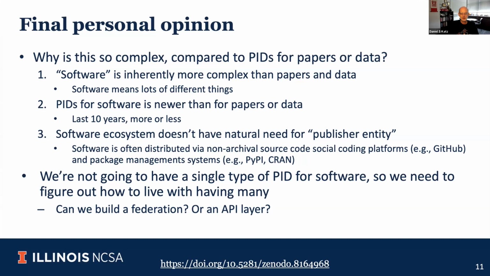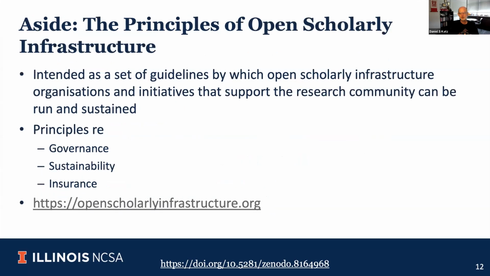I just want to say one final thing, because as we're talking about different kinds of organizations and different kinds of identifiers, I think it's important to think about how those identifiers are managed and how they're governed and how they're sustained. And so I just wanted to talk about POSI briefly, the Principles of Open Scholarly Infrastructure. POSI was intended originally to be a set of guidelines by which open scholarly infrastructure organizations and initiatives that support the research community can be run and sustained in an open way.